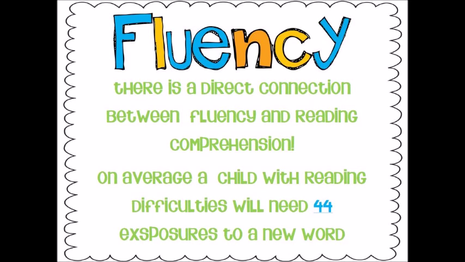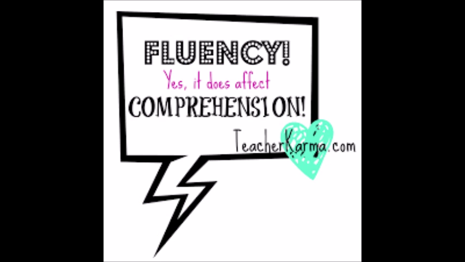Comprehension and fluency go hand in hand. There's a direct connection between fluency and reading comprehension. On average, a child with reading difficulties will need 44 exposures to a new word. Another example of how these two are connected is something that we talked about earlier. If a student is reading too slow, they will not be able to remember what they are reading. This shows us that fluency is a necessity for reading comprehension.